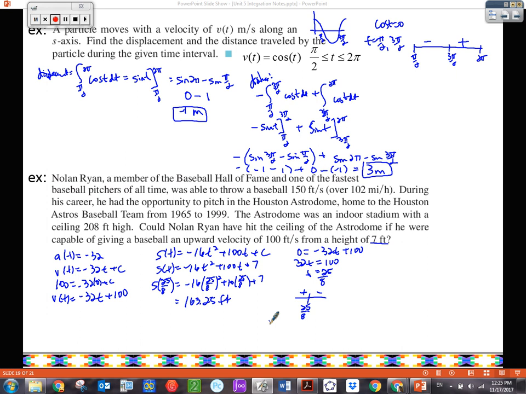Could Nolan Ryan have hit the ceiling if he were capable? Could he have? And the answer is no, but no is not sufficient. You cannot ever write a yes or no answer without a reason. Okay, so it is no, right, because the maximum is 163. So one way to write it would be no. We could say it's 44.75 feet short of the ceiling. That's really quick to write.